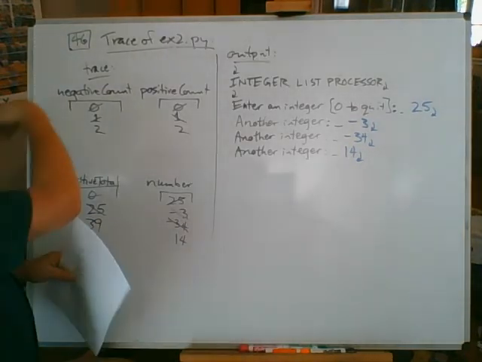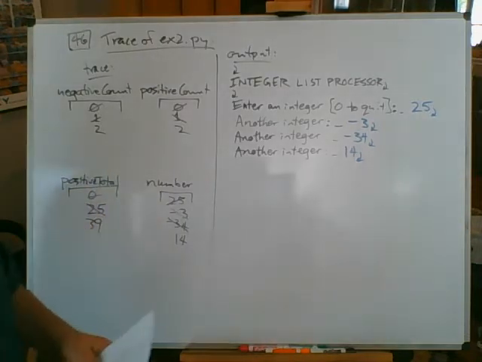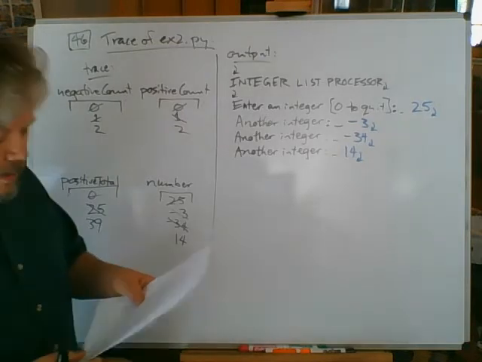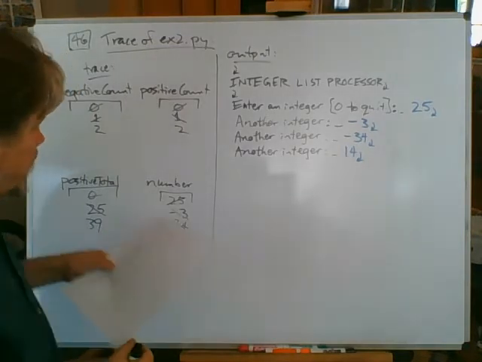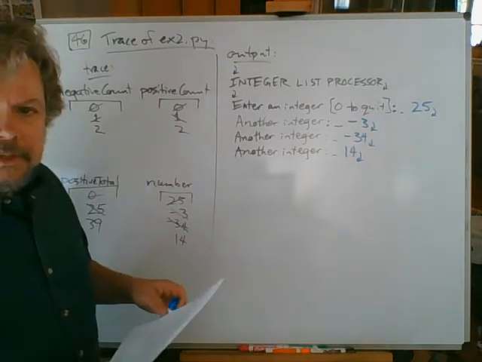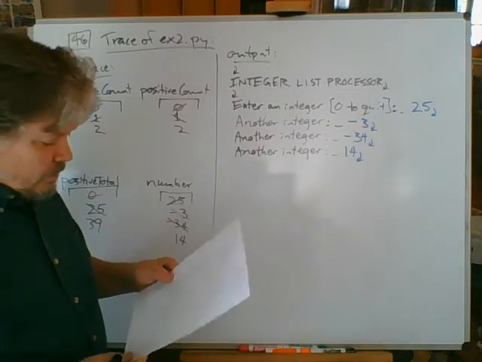Snapshot. So far we've read 2 negative numbers, 2 positive numbers, and the sum of all the positive numbers that we've seen so far is 39. See what these variables are doing for us? Our counters and our running totals. And number, that's just the number, that's the one in the spotlight at the moment. It doesn't know anything about what's going on in the grand scheme of things except what the last number was that the user typed.